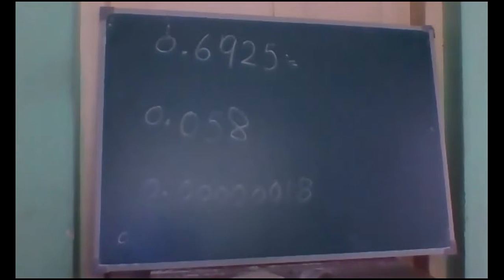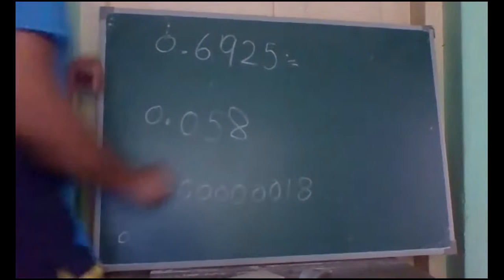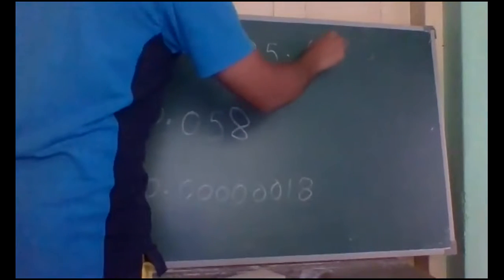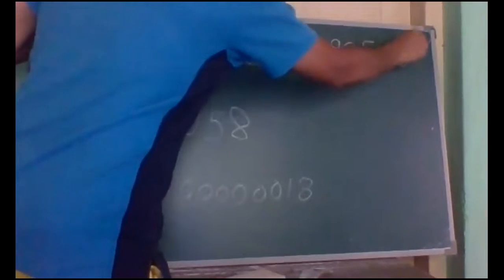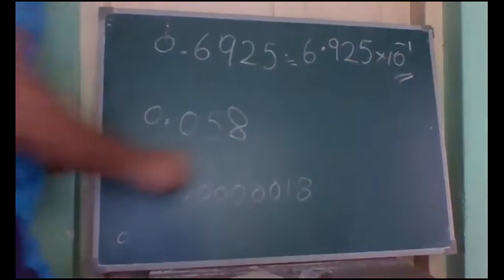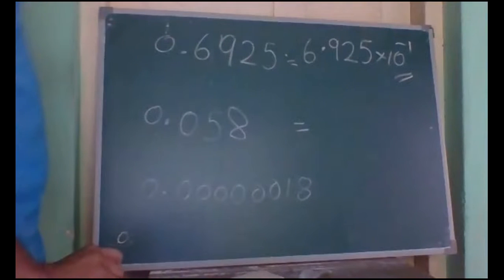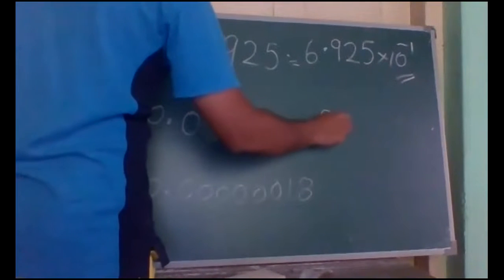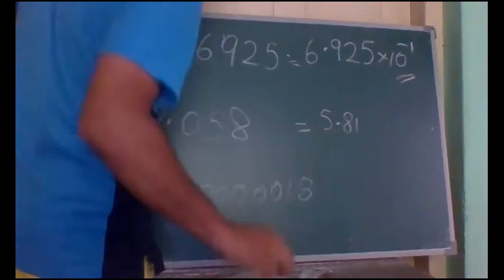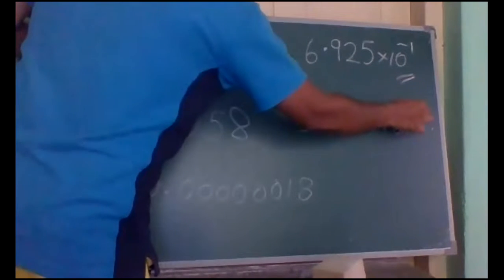Finish. Okay. Then first one: 6.925 into 10 to the power minus 1. Okay. Next one, tell me, Sanduko. 5.8 into 10 to the power minus 2. Is that okay? Next one, can you tell me, Mihini?